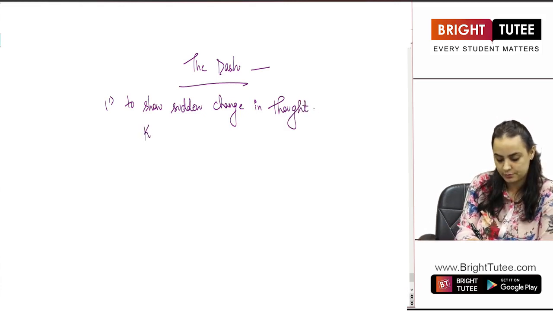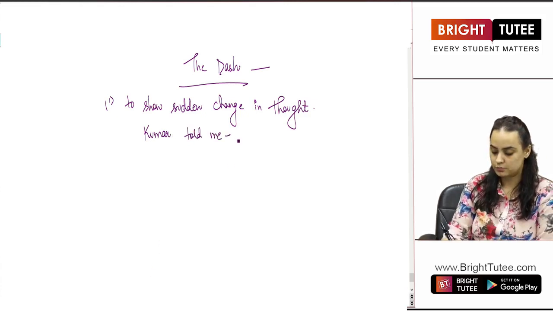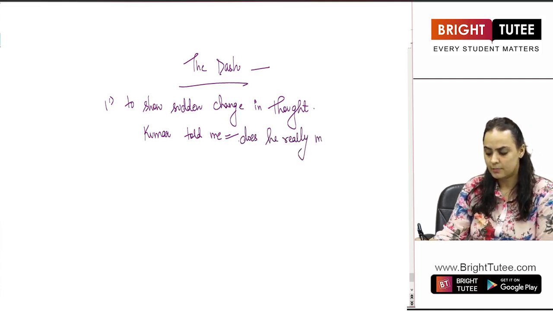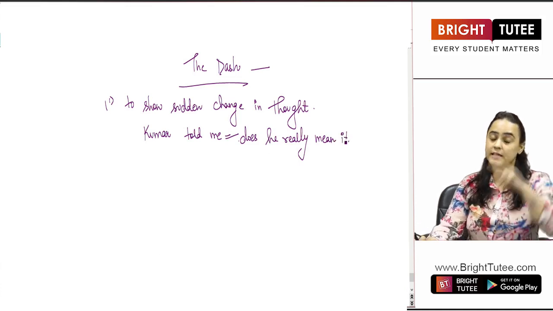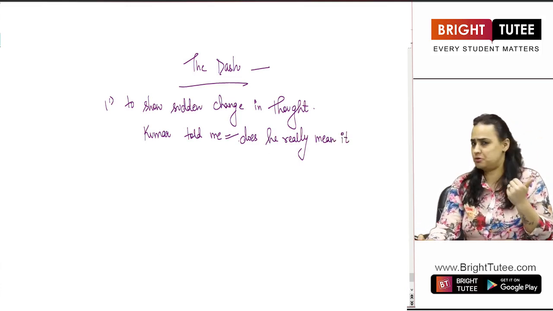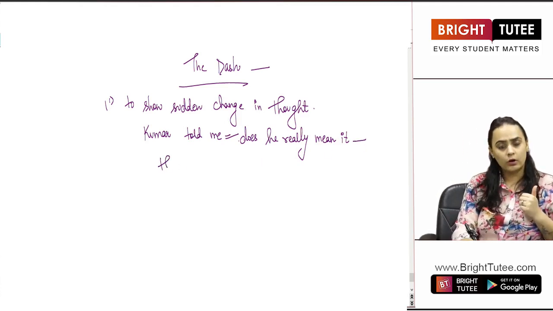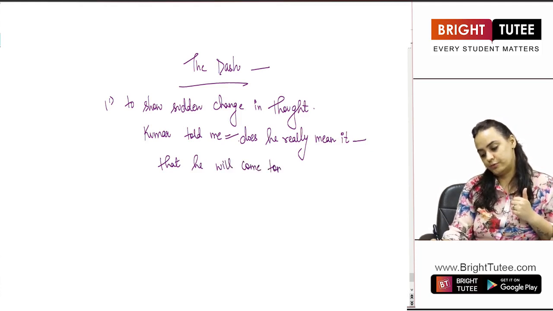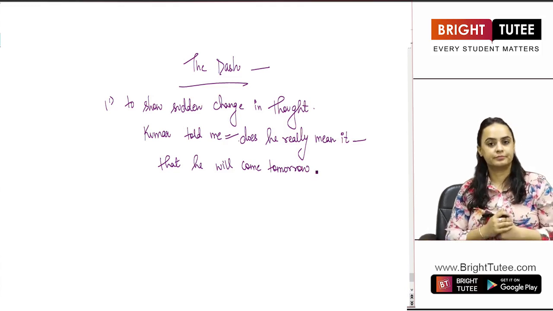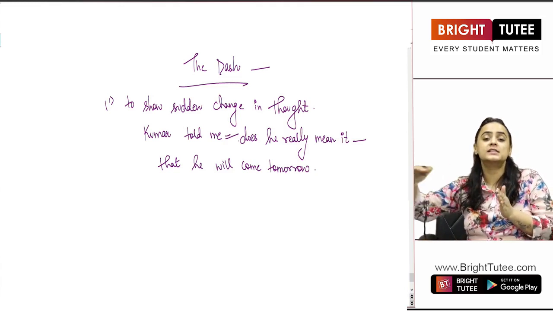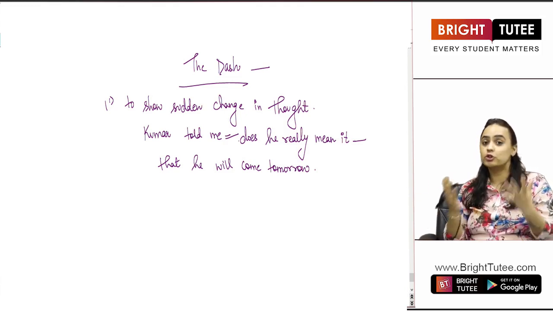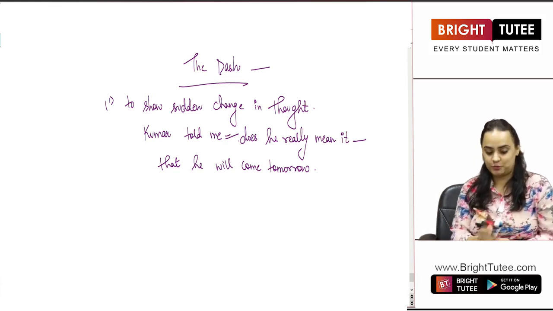For example, Kumar told me, what did Kumar tell me? Does he really mean it? So you were telling about something that Kumar told you, but then the thought changed and you ask a question. Does he really mean it? And what did he mean? That he will come tomorrow. So when there is a sudden change in the thought process, we use the dash.